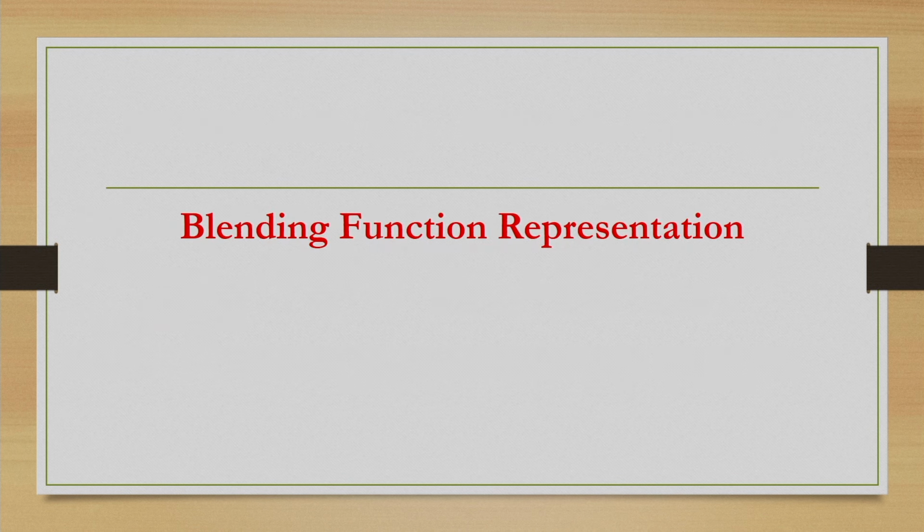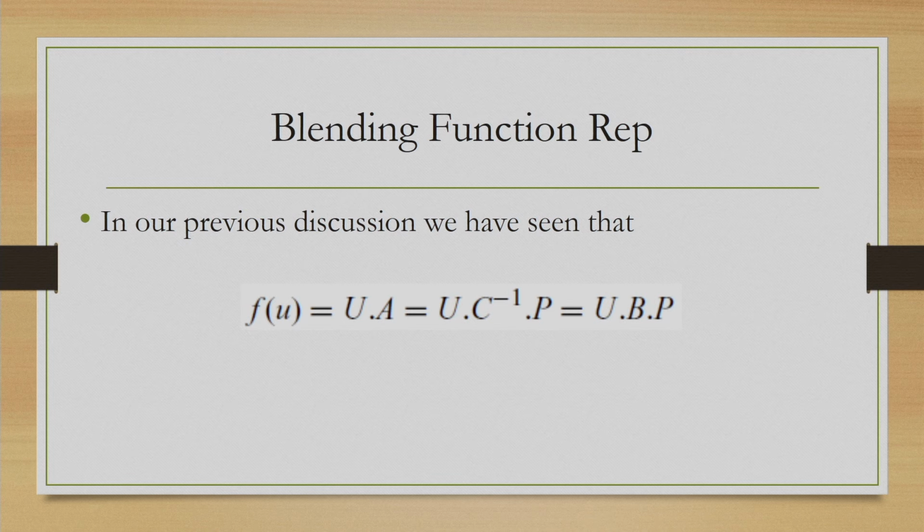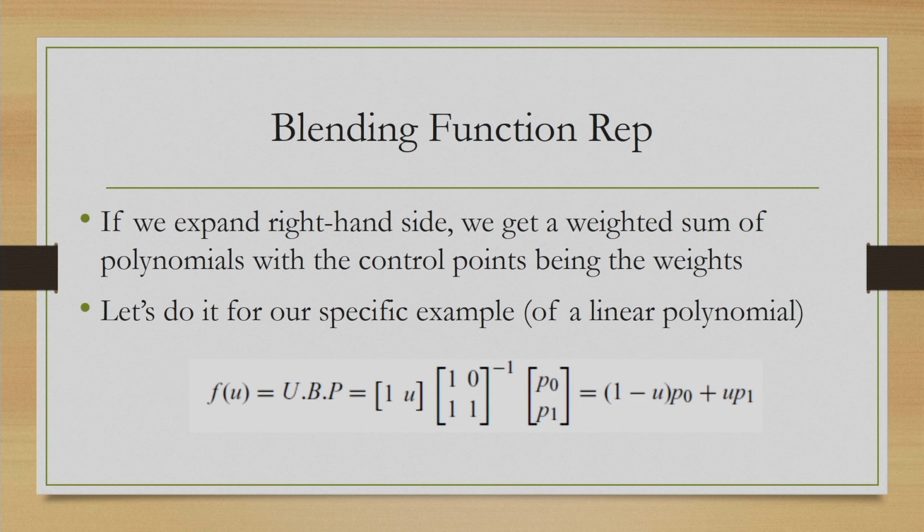Now, let us focus attention on the other type of spline representation, namely the blending function representation. Earlier we have seen that we can represent F in terms of the basis matrix like U dot B dot P. Now, if we expand the right hand side, we get a weighted sum of polynomials with the control points being the weights.